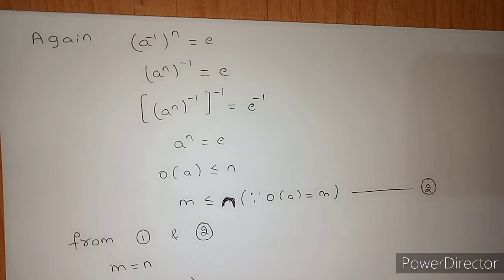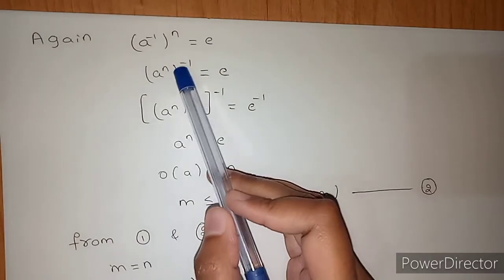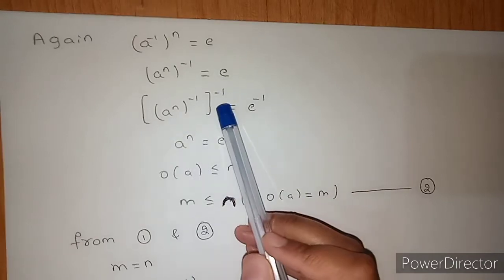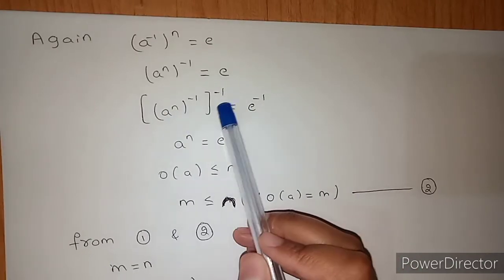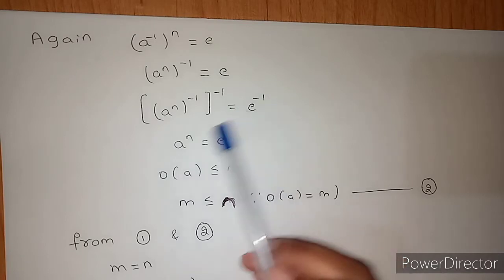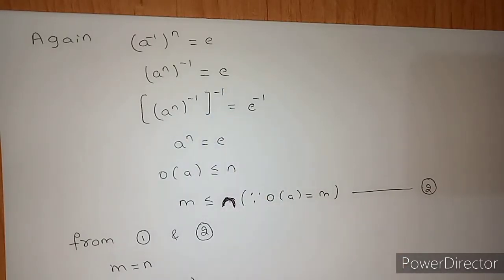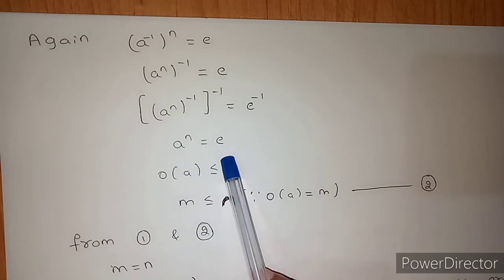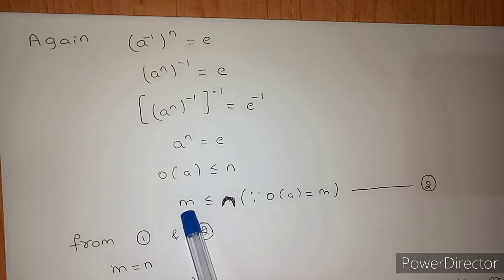Again, we consider A inverse whole power N is E, right? Next we can interchange: A inverse whole power N, taking inverse on both sides, A to the power N whole inverse is equal to E inverse. The inverse of an inverse cancels, so A power N is equal to E inverse, which is E. They haven't mentioned N is the least positive, so order of A is less than or equal to N. But order of A is M, so M is less than or equal to N.